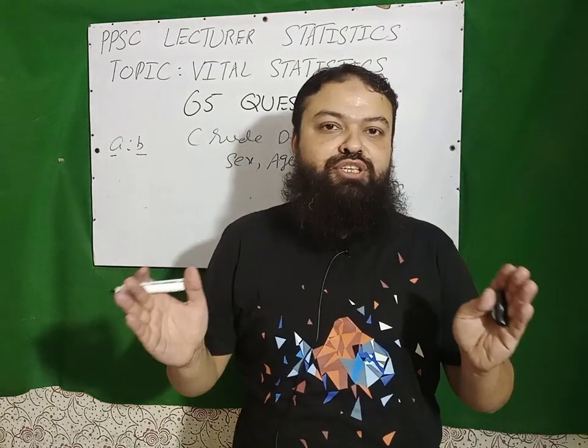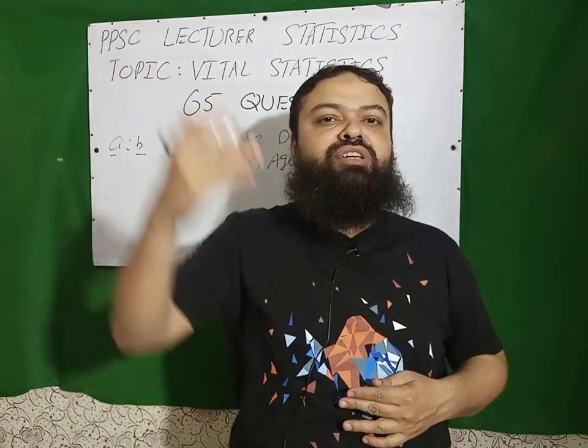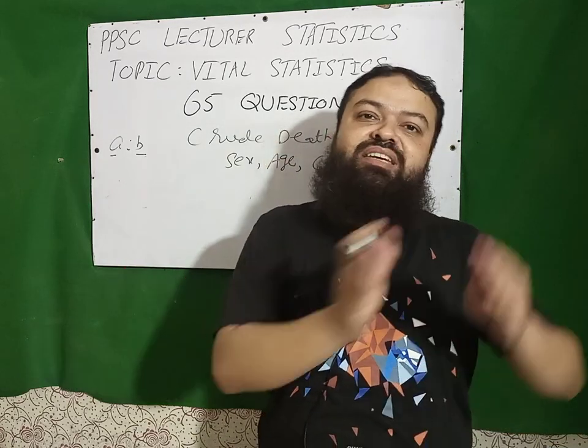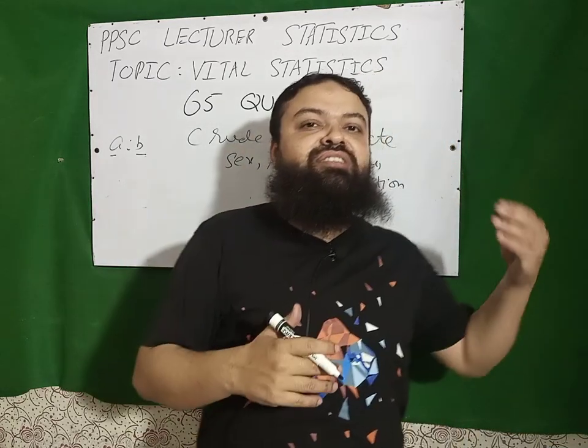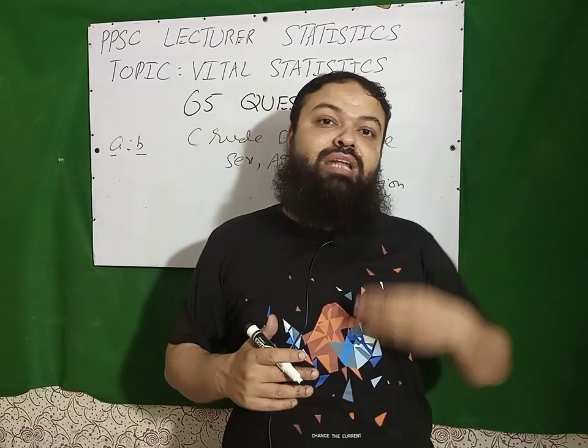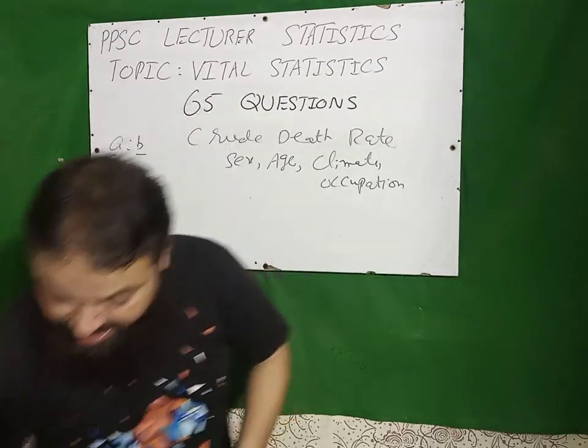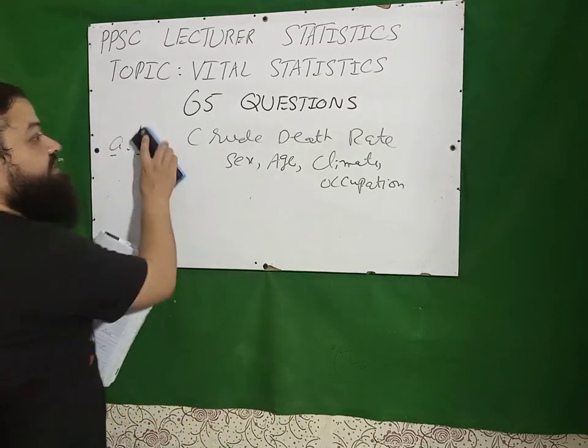It ignores the age. We are not interested in the old or the young people. It is not interested in the occupation of the people, whether they are happy or sad. It is not interested in the climate of the country. But now you will have to calculate another one, and that is specific death rate.